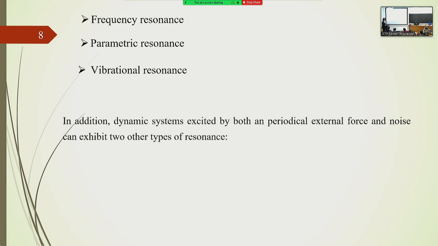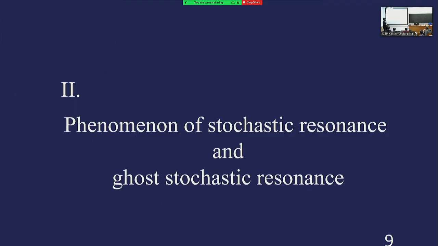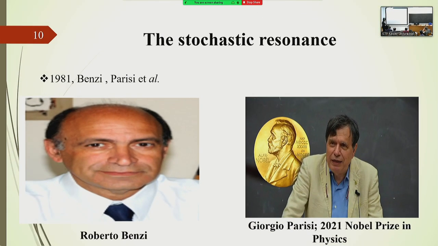In addition, when a dynamic system is excited by both a periodic external force and noise, the system can exhibit two other types of resonance, namely stochastic resonance and Gauss stochastic resonance, which is the subject of our presentation today. Let us talk about these two phenomena. We start with stochastic resonance.